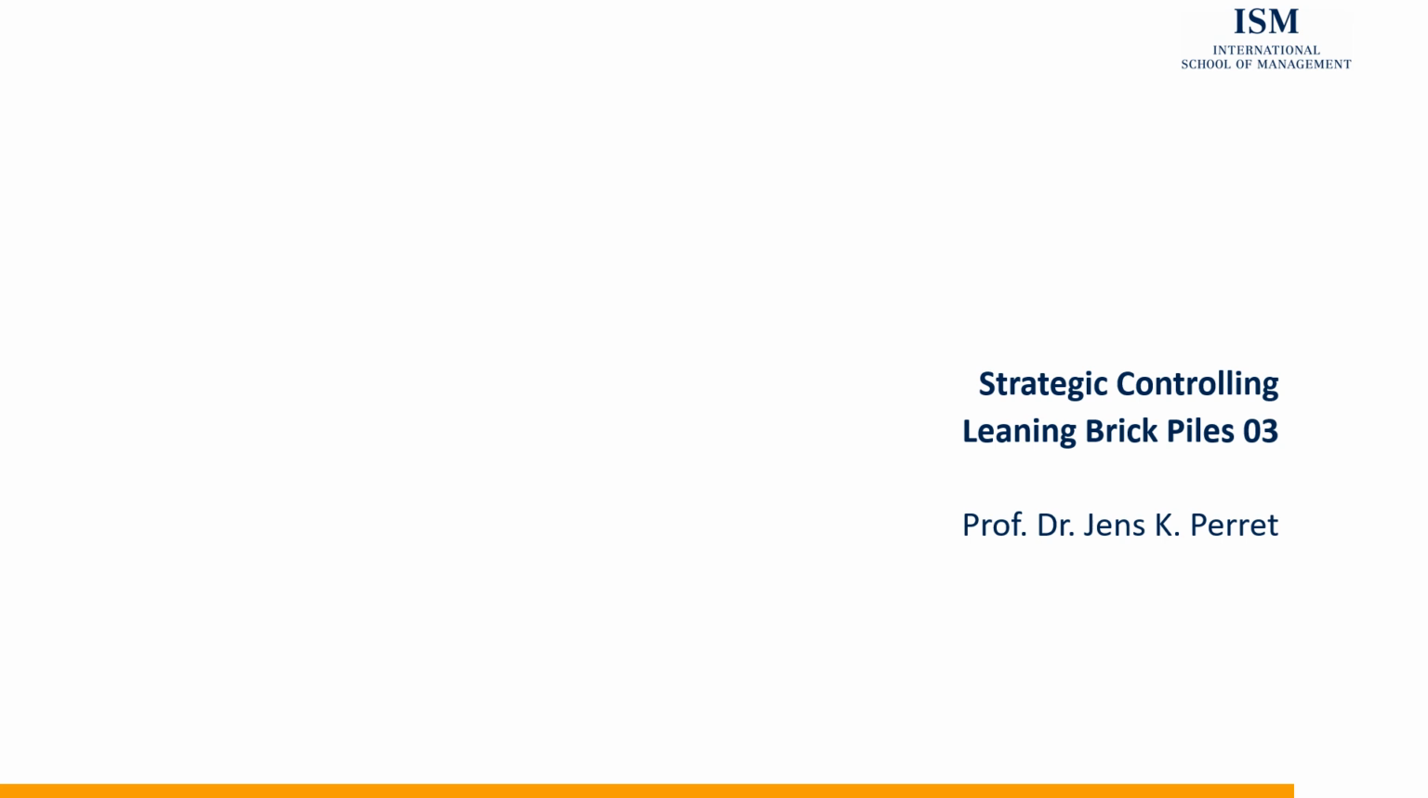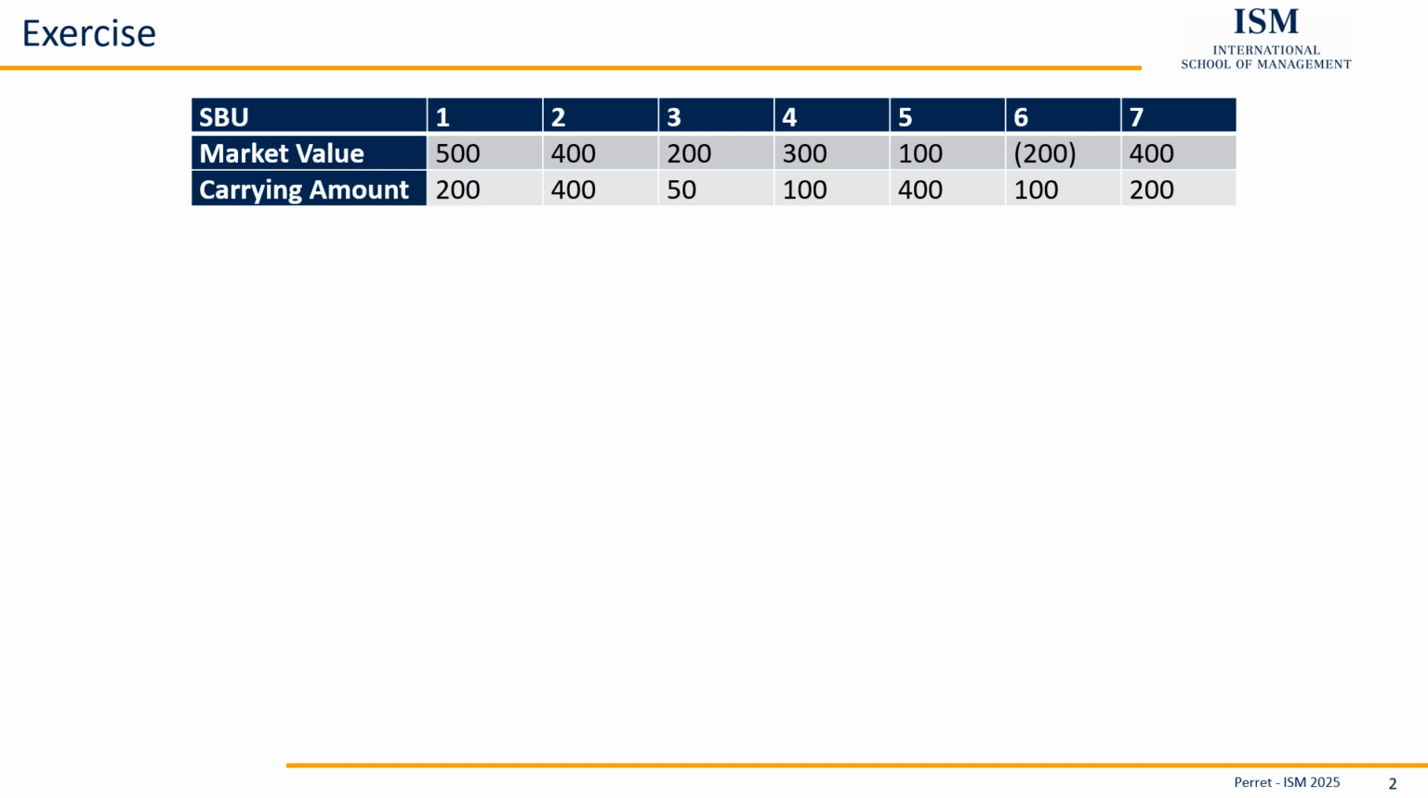Welcome to this exercise on the leaning brick piles approach. Here I have for 7 business units their market value and carrying amount. Market value is how much I could get on the free market if I were to be selling those business units. Carrying amount is what they are worth according to my own bookkeeping.